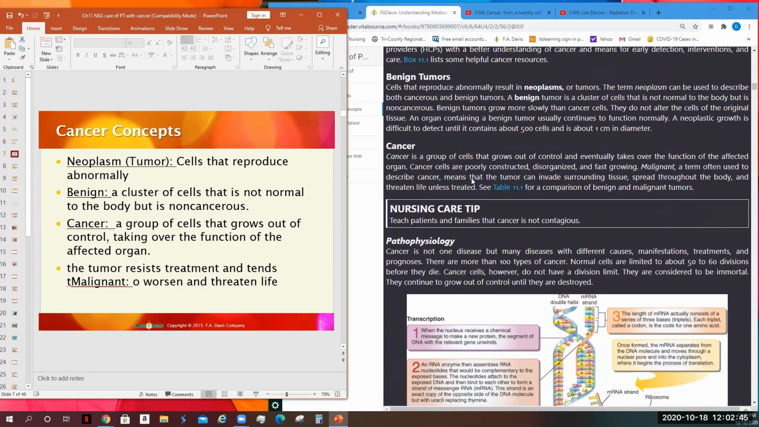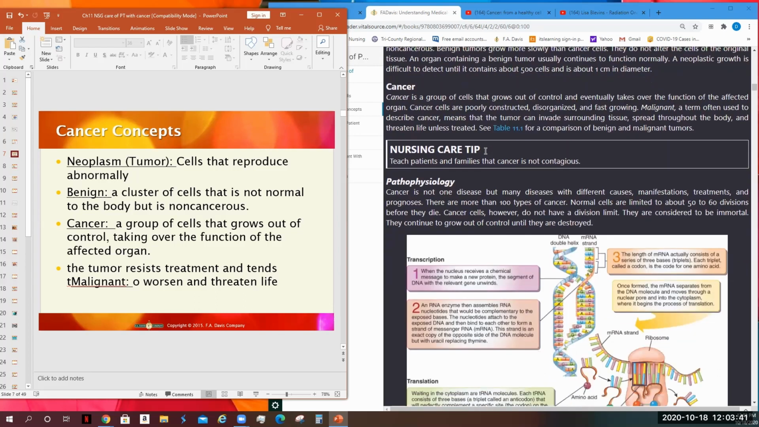Benign tumors. Cells that reproduce abnormally result in neoplasms or tumors. The term neoplasm can be used to describe both cancerous and benign tumors. A benign tumor is a cluster of cells that is not normal to the body but is non-cancerous. Benign tumors grow more slowly than cancer cells. They do not alter the cells of the original tissue. An organ containing a benign tumor usually continues to function normally. A neoplastic growth is difficult to detect until it contains about 500 cells and is about 1 centimeter in diameter.